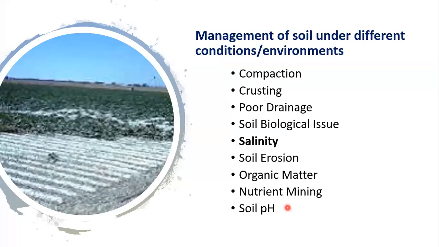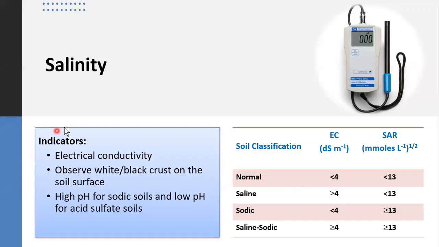So then we have salinity. We know that we are under this issue, and this issue is being enhanced day by day. If we look at the indicators, we measure electrical conductivity, and observe white crust, as we have seen in the previous slide. High pH of the sodic soil and low pH for acid sulfate soil. So that is also an indication of salinity or salt affected soil.